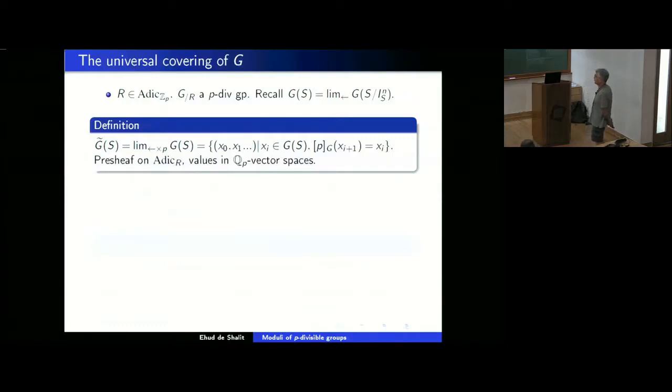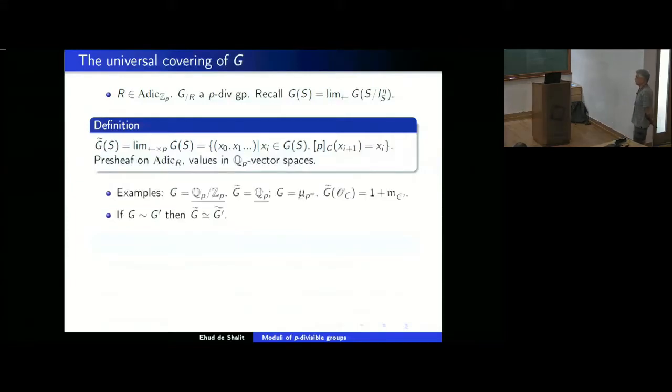So it's simply all the sequences x0, x1, x2, etc., so that x_i is an S point of G, and p maps x_{i+1} to x_i. Now, this is, of course, a presheaf of groups, but it's also of Q_p vector spaces. p acts by shifting to the right, right? If you multiply this by p, instead of x1, you get p x1, which is x0. Instead of x2, you get x1, and so on. And 1 over p acts by shifting to the left. So this becomes a Q_p vector space.